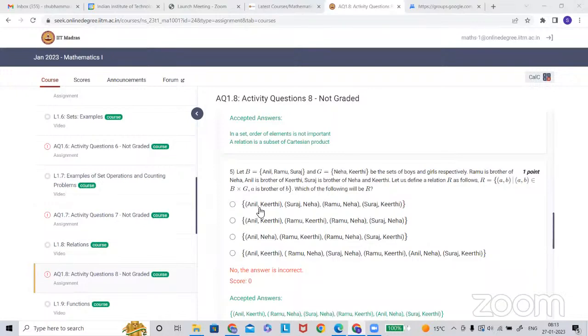Sir, I have a general question. Apart from activity and graded questions, do we need to practice more questions from other books also? It's totally up to you. If you want to do more practice for the exam, you can. Otherwise, there are enough questions in the activity for practice. But if you want to do more practice, you can. Okay.